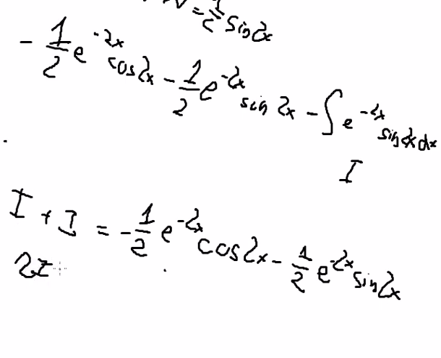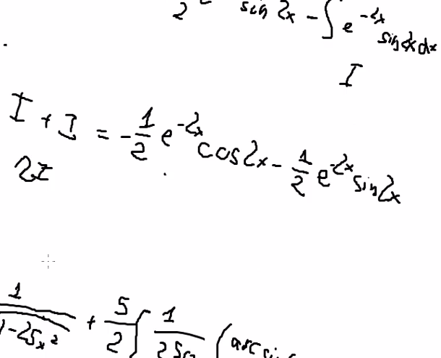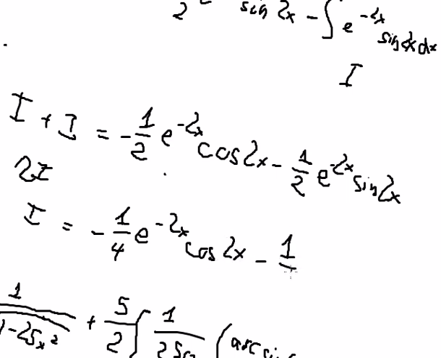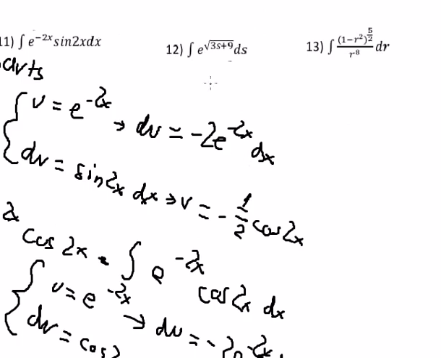So to get the value of I in here, we divide both sides by 2. And you got negative 1 over 4 e to the power of negative 2s cosine 2s negative 1 over 4 e to the power of negative 2s sine 2s. And we put c in here. Now let's go to the next one, number 12.